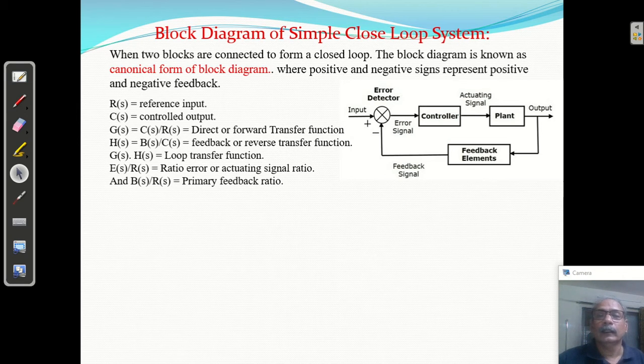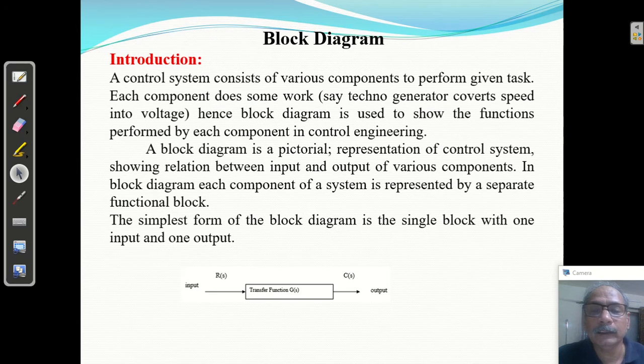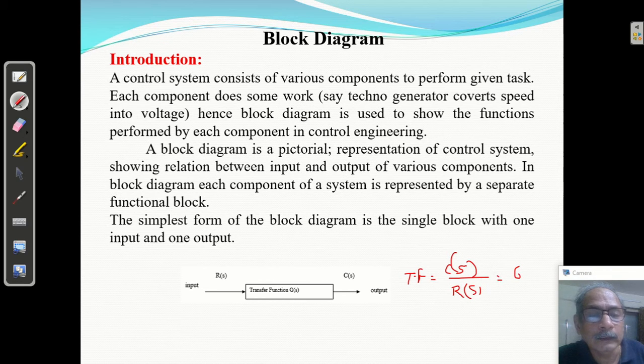Now see here, this is the block diagram of a simple open loop system. It is very simple. Output C of S upon R of S, you will get G of S. What will be the transfer function of your system? Transfer function is equal to what? C of S, that is output, upon input. What is the input? R of S. So it is equal to G of S in case of an open loop system.